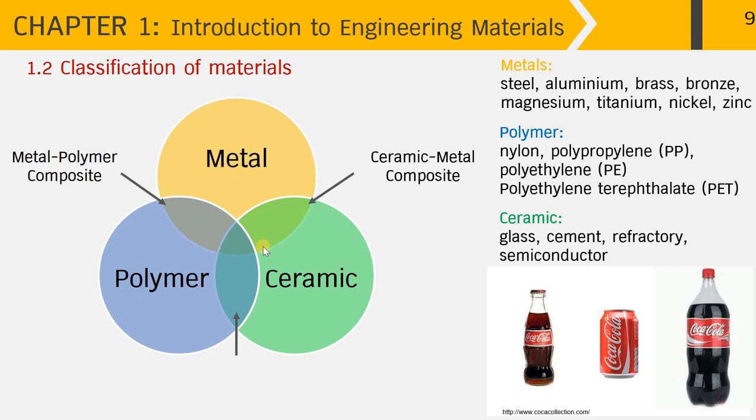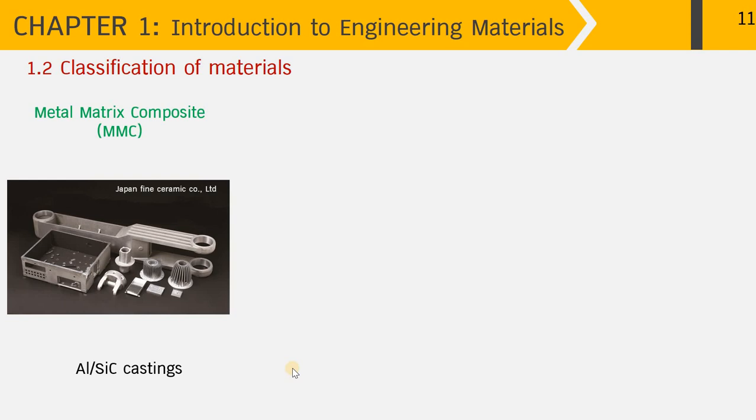When the materials overlap between metal and ceramic, there will be ceramic metal composite. The same thing happened to metal polymer composite in this overlapping area. And of course, the last one will be ceramic polymer composite. And if I talk more about composite, which is very important nowadays, there are increasing applications of different types of composite. The first type of composite is metal matrix composites, or the MMC.